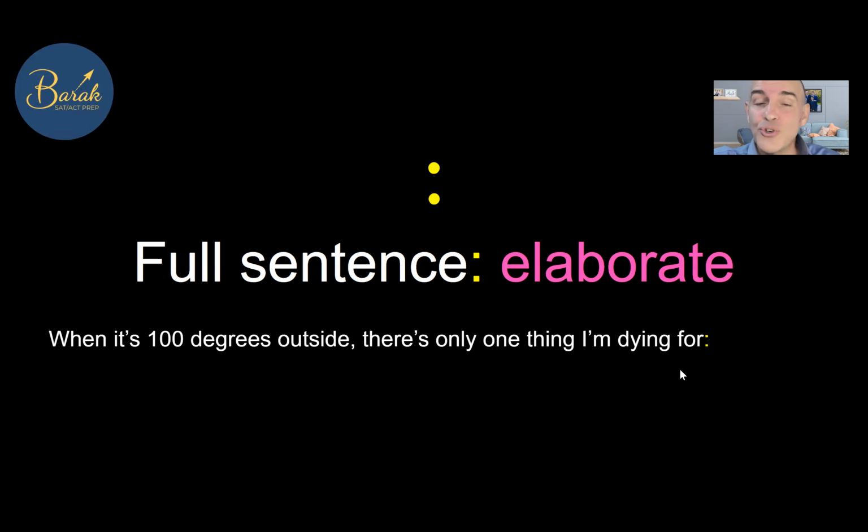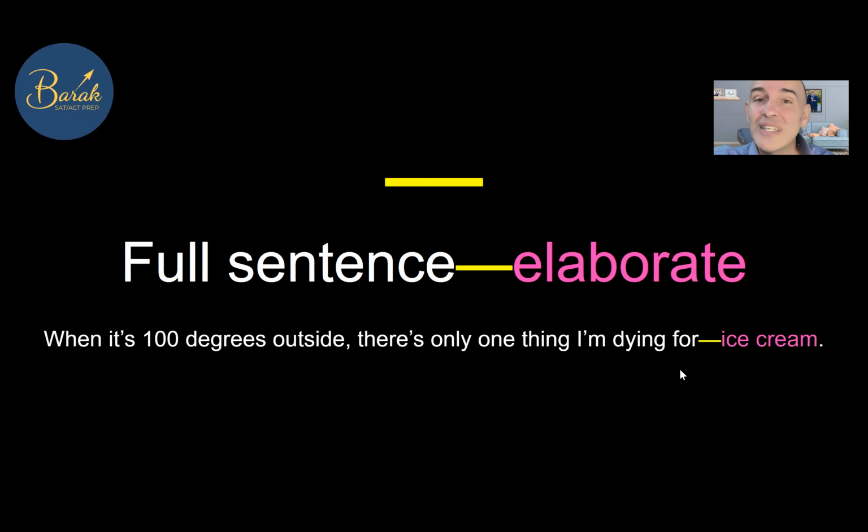All right, so let's try an example. Let's say we would have a full sentence like this. When it's 100 degrees outside, there's only one thing in this world I'm dying for, colon. How would you finish that sentence? Well, one way you could do it is you could say ice cream. That would elaborate on what you meant. Okay, and we could have used a dash, just like I said, a dash ice cream. It's exactly the same thing in 99.9% of the cases.